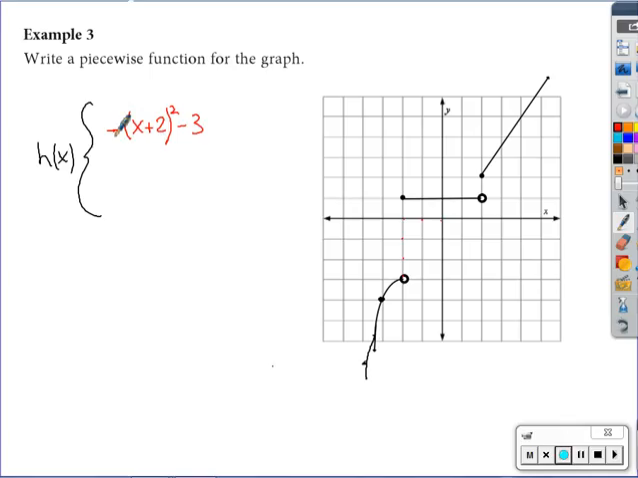And what x values is it true for? Well, it's true when x is less than -2, because that's where that open circle is. The middle section of my piecewise function is a horizontal line. The y value of that horizontal line is 1, and that horizontal line exists when -2 is less than or equal to x less than +2. -2 is equal to, +2 is just less than.